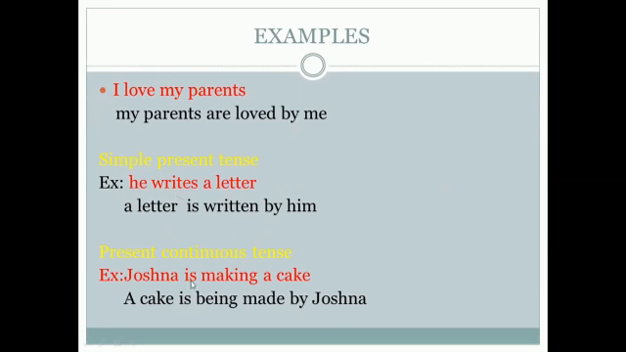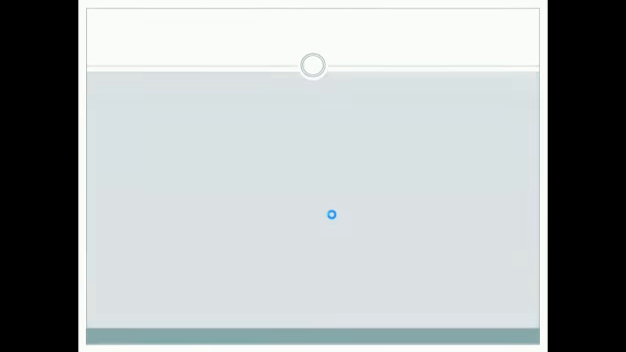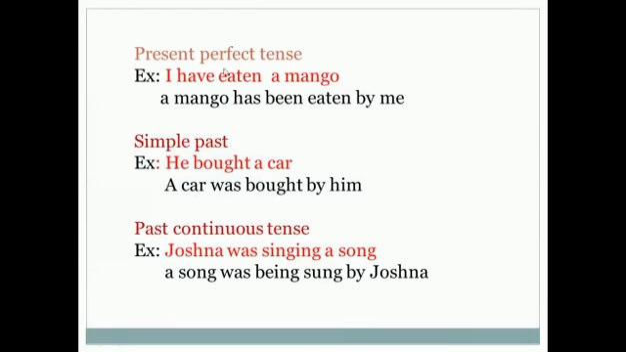So present continuous tense. Joshna is making a cake. A cake is being made by Joshna. So we have to use being plus V3 when it is in present continuous tense. And present perfect tense. I have eaten a mango. A mango has been eaten by me. And if it is in simple past, he bought a car. A car was bought by him. Past continuous, Joshna was singing a song. A song was being sung by Joshna.